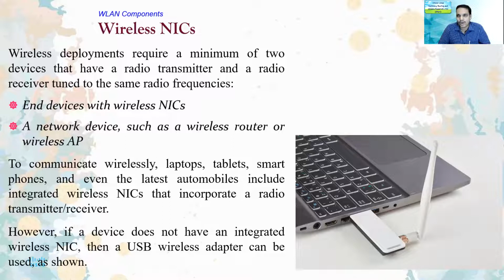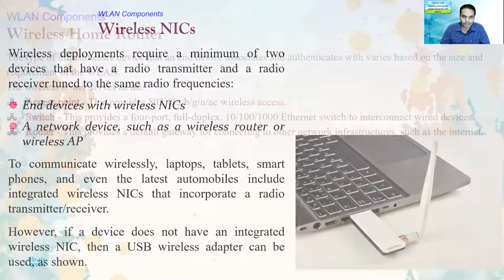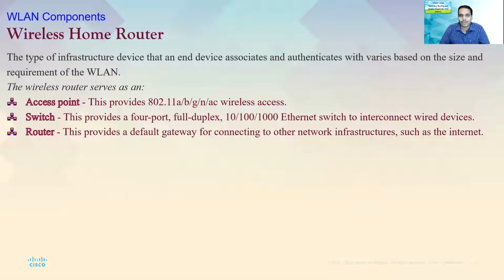Some home PCs, not laptops, might not have a WLAN adapter in them. You can just buy a USB adapter, plug it in and connect to the Wi-Fi itself. You need not have an Ethernet connection. The next thing, let us talk about the most important and most common device that you see every day, which is your home router. The type of infrastructure device that an end device associates and authenticates with is based on the size and requirement of the WLAN. So what roles do wireless routers play?